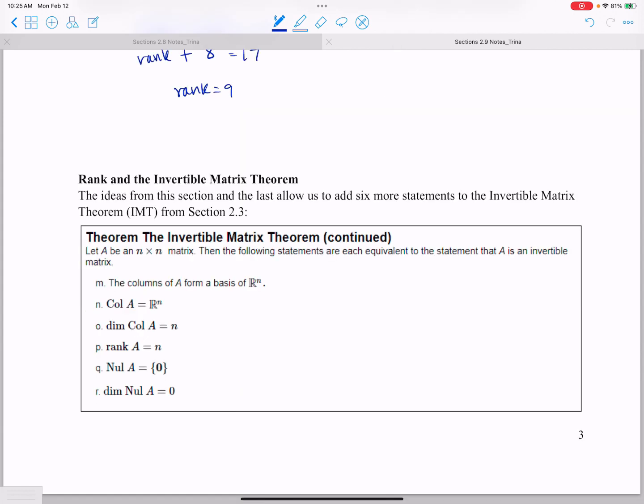In section 2.3, we had a big list of equivalencies, and now that we know a little bit more, we can add to this theorem. So again, this is the invertible matrix theorem, and we know that if A is invertible, then the columns of A form a basis for Rn. We also know the column space of A would equal all of Rn, and the dimension of the column space is equal to n. The rank is n. The nullity would be 0, and the dimension of the null space would be 0. All of these can be added on to our big list of equivalent things to a matrix being invertible.